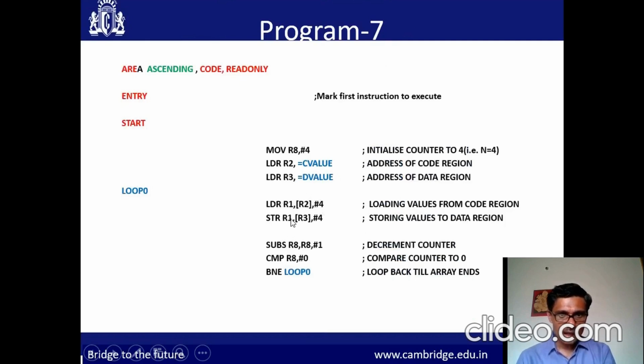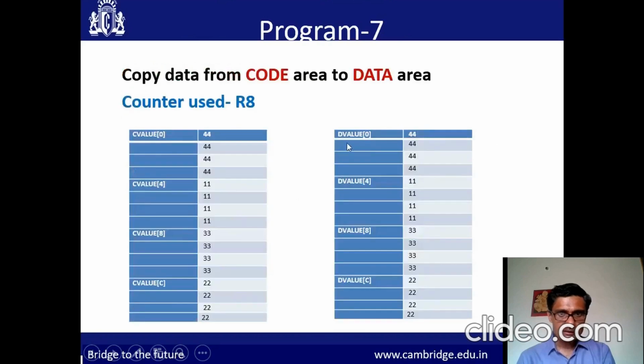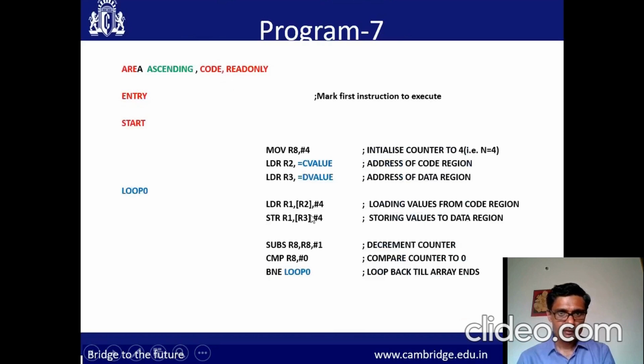Then from R1 you are storing. STR is for storing. From R1 you are copying to the memory location. Again, in the memory location here, after storing, you have to increment the pointer. So this pointer also should be incremented to this after copying. Okay, so we have copied the data from C value to D value, but only one data here. The first data we have copied, the first 32-bit word we have copied.